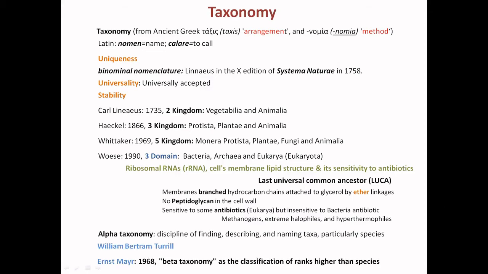Okay. So in taxonomy, there are two other terminologies. One is alpha taxonomy, the discipline which deals with finding, describing, and naming taxa, particularly species. It was proposed by William Bertram Turrill. Then Ernst Mayr proposed beta taxonomy in 1968, which deals with the classification of ranks higher than the species. So when it is related to naming species, finding and describing them, it is alpha taxonomy, and when it is higher up in the order, it is beta taxonomy.